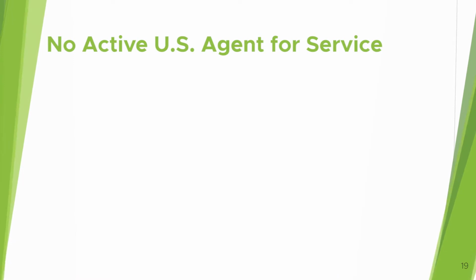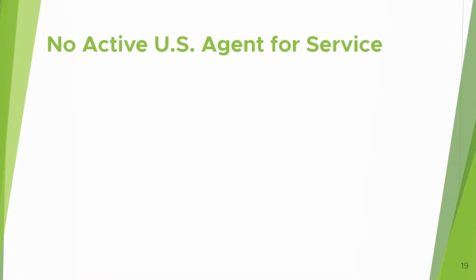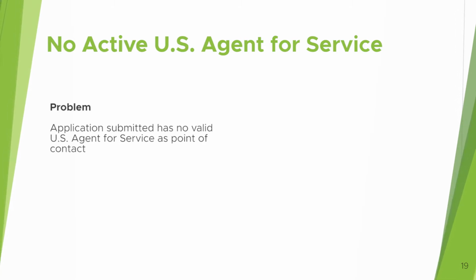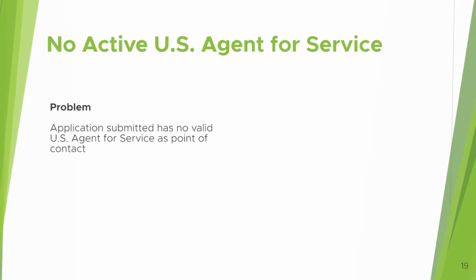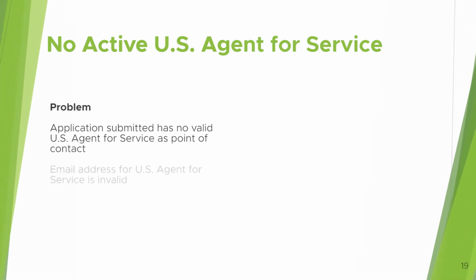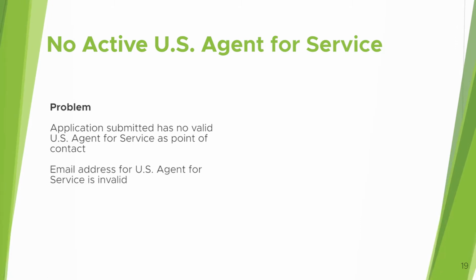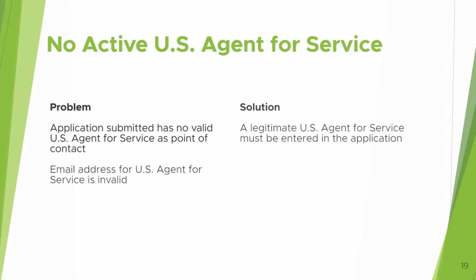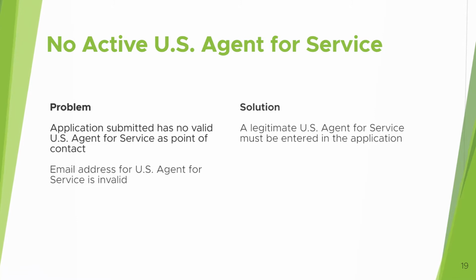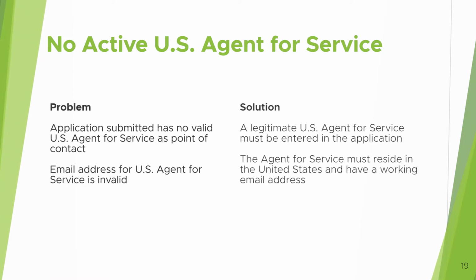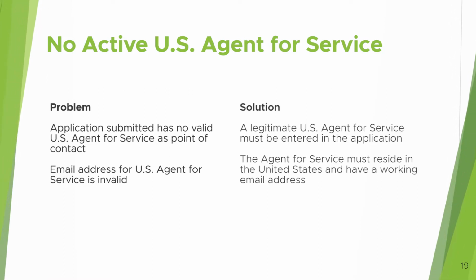No active United States or U.S. agent for service. The problem is, the application submitted has no valid U.S. agent for service as a point of contact, or email address for U.S. agent for service is invalid. The solution: a legitimate U.S. agent for service must be entered in the application. The agent for service must reside in the United States and have a working email address.